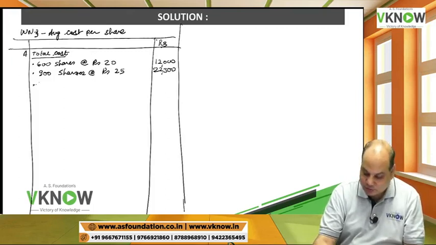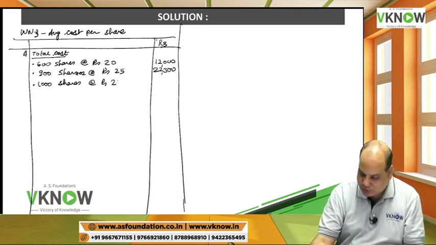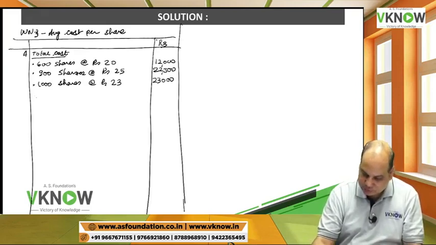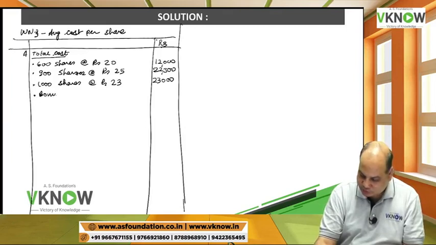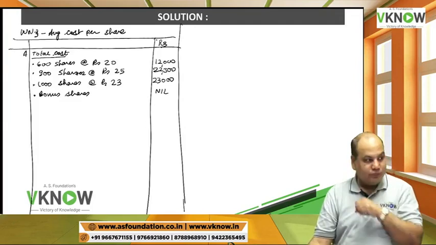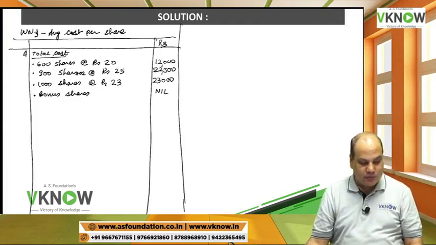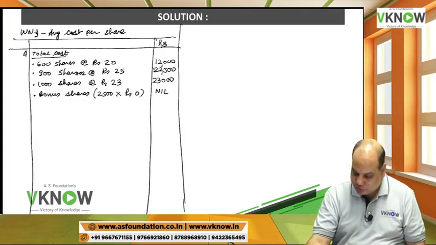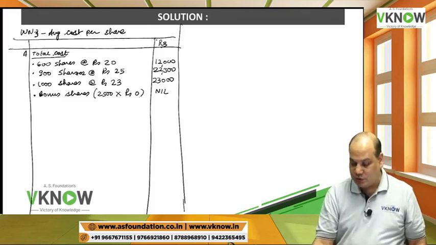Third answer, 1,000 shares at rupees 23 is 23,000. Then bonus share, write nil, because the cost of bonus share is nil. Don't multiply by anything. You can just say 2,500 into rupees 0, because cost of bonus share is nil.